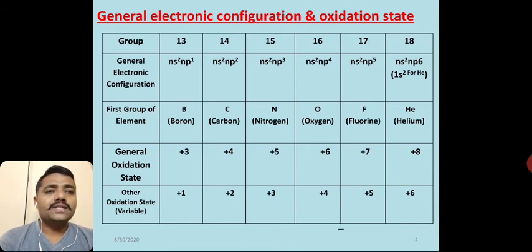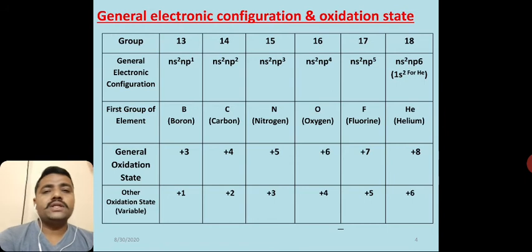One of the exceptional cases is helium. Its atomic number is 2, therefore it is written as 1s2. And it is starting from helium. Its general oxidation state is +8, and variable is +6.